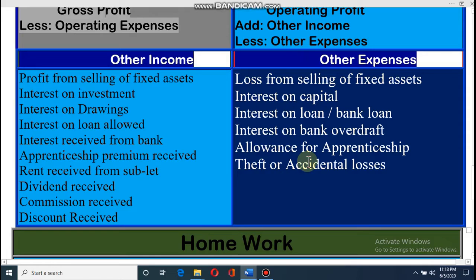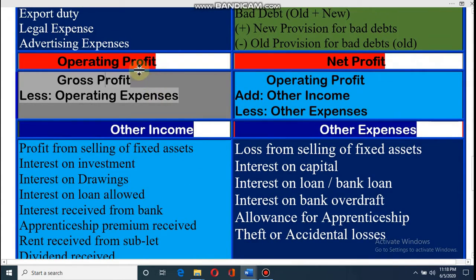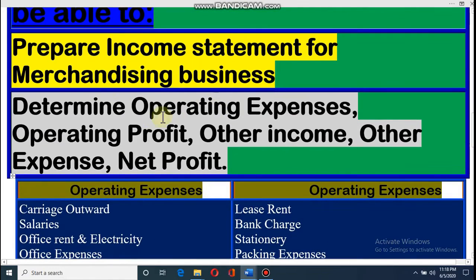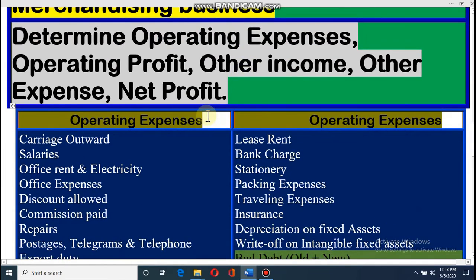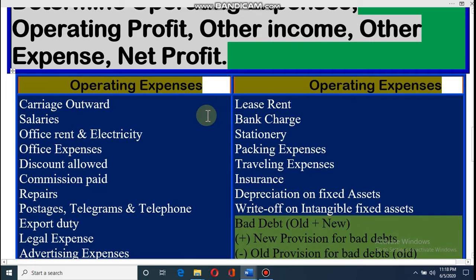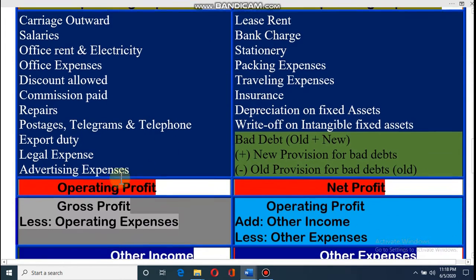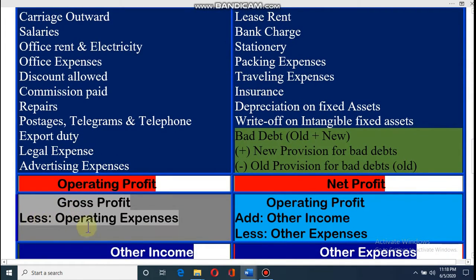Dear student, I would like to discuss the whole formula, that means last class and today's class again. Look, first you find out the gross profit for the income statement of a merchandising business. At first you have to find out the gross profit. The process is that net sales less cost of goods sold, then you get the gross profit. Then you find operating profit, gross profit less operating expense.